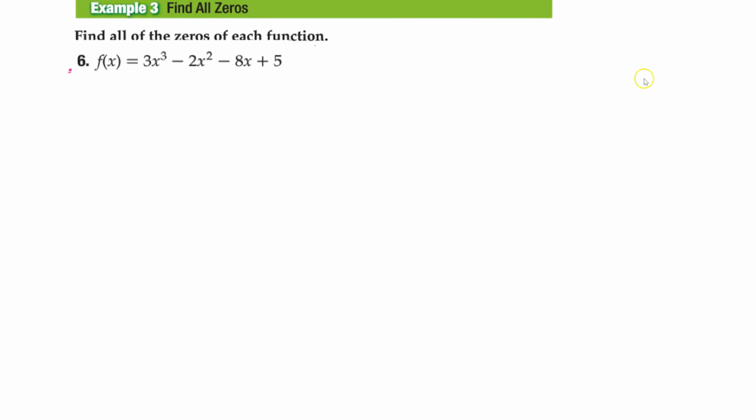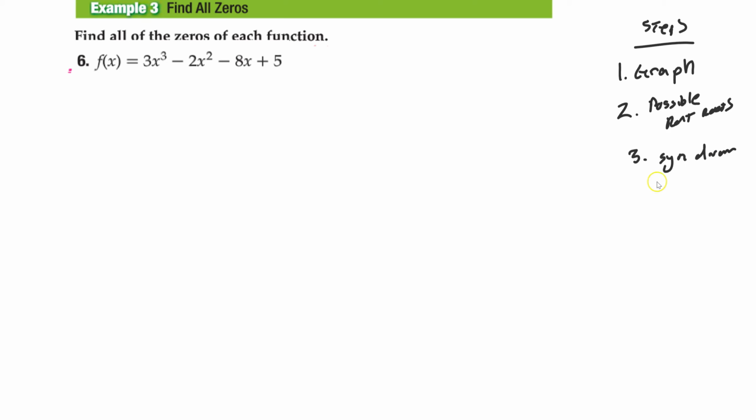So here, remember, let's review the steps. If I want to find all the zeros of these functions, step 1, I was just graphing it. You can do it without graphing it, but it's a lot of guessing. So I'll say graph it. Now again, if it graphs nicely, then you're done. Those are your answers. But if it doesn't, then you got to do the possible rational roots. And then we're going to do synthetic division on those possible rational roots until we get to x squared.